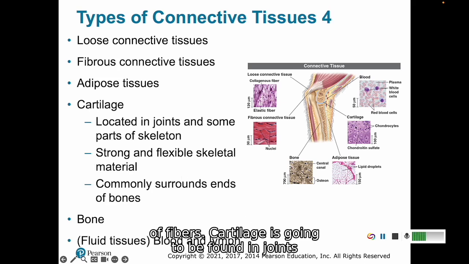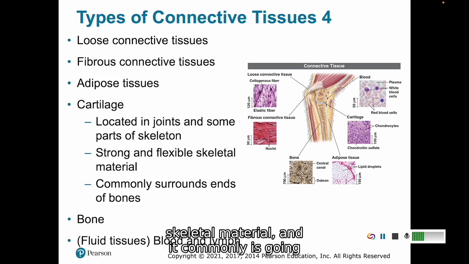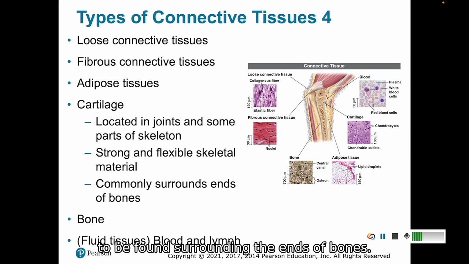Cartilage is going to be found in joints and some parts of your skeleton. It is strong and it is flexible, so it's really good at being skeletal material. And it commonly is going to be found surrounding the ends of bones.